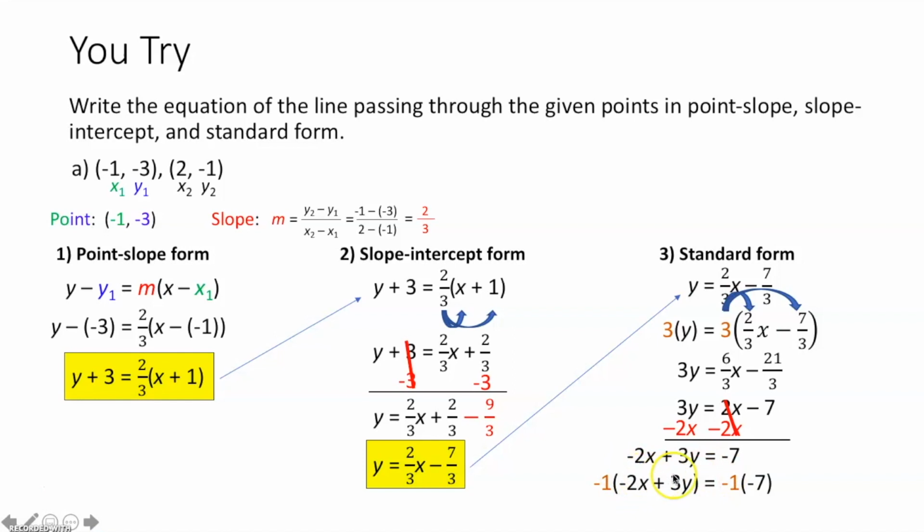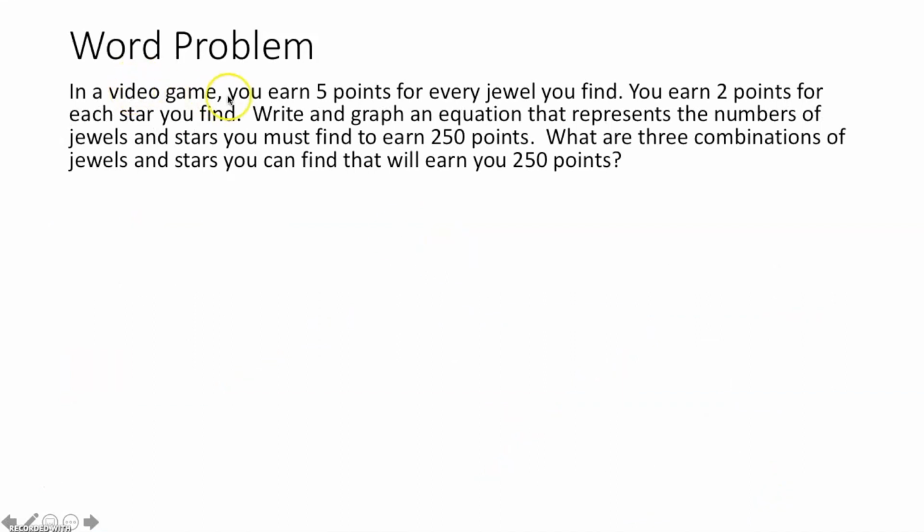This becomes positive 2x, this becomes negative 3y, and this becomes positive 7. And you're done. Now, a word problem says, in a video game, you earn 5 points for every jewel you find. You earn 2 points for each star you find. Write and graph an equation that represents the numbers of jewels and stars you must find to earn 250 points. What are 3 combinations of jewels and stars you can find that will earn you 250 points?